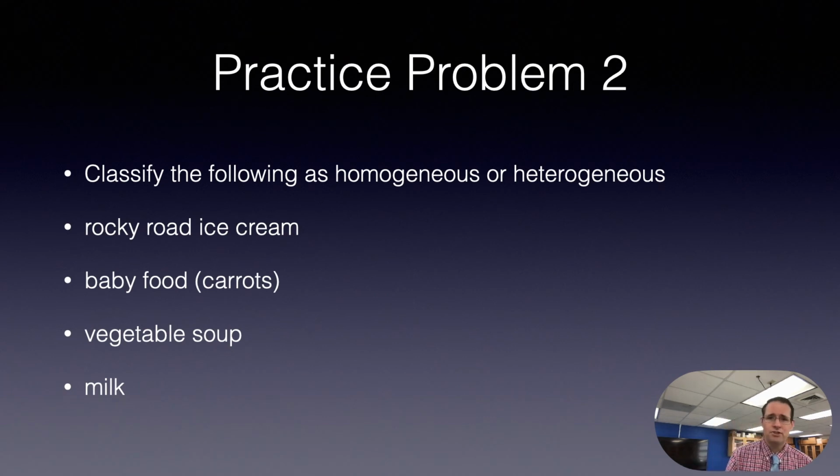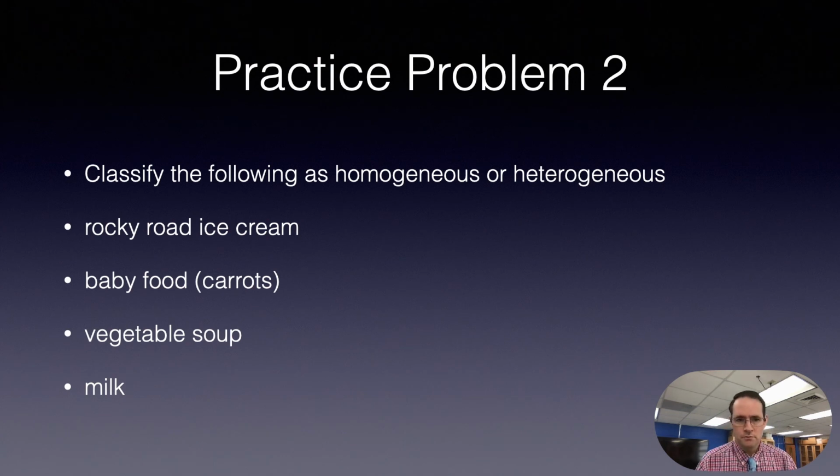Here's practice problem 2. Take a look at these descriptions of food and decide what type of mixture it is. Is it a heterogeneous or a homogeneous mixture? So you'll have to remember what the characteristics of those are. We've got Rocky Road ice cream. If you don't know what this is, it's ice cream with marshmallows and nuts in there.